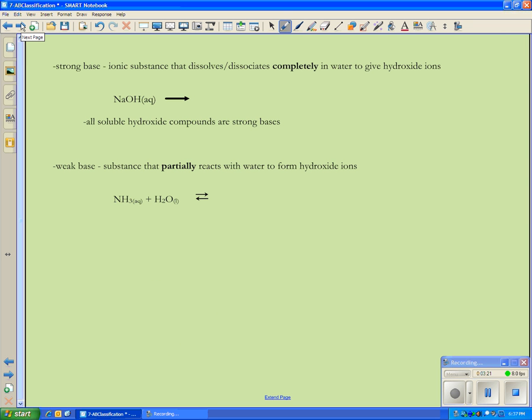A strong base has very similar characteristics or definition to a strong acid. So this is an ionic substance that will dissolve or dissociate completely in water to give hydroxide ions. So something like sodium hydroxide, which is a soluble ionic compound that contains the hydroxide ion, will dissociate completely to give the Na+ ion and the OH- ion. So again, a single-headed arrow to show us that that's a complete dissociation. Any of the soluble hydroxide compounds are strong bases.